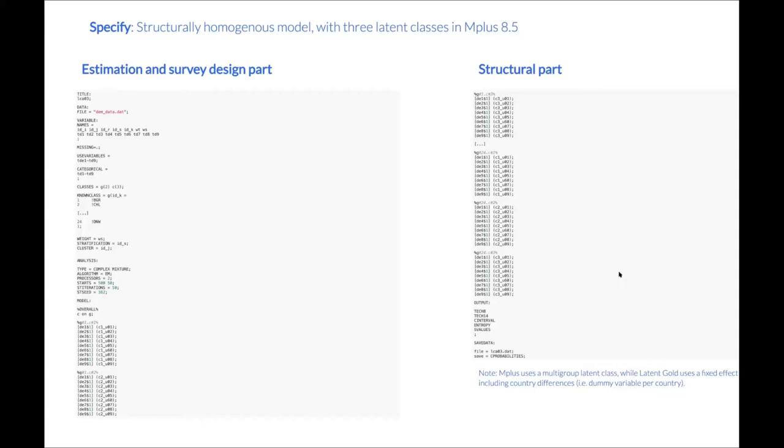And in this section is where we are putting the information to include the survey design. And in this other section, we need to declare the items that we're going to estimate, and a specific intercept per item, per class, per group. So if you have 24 groups and three latent classes, that means that you need to write one of these for each group. So you will have as many lines such as this one as there are countries that you're including in your analysis.